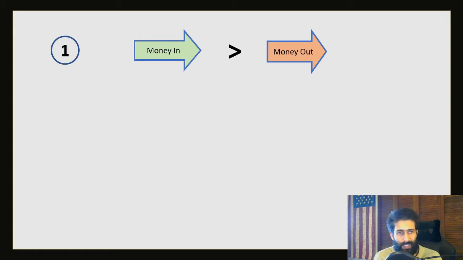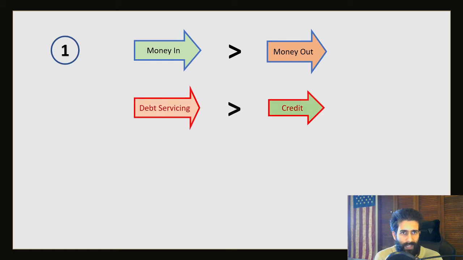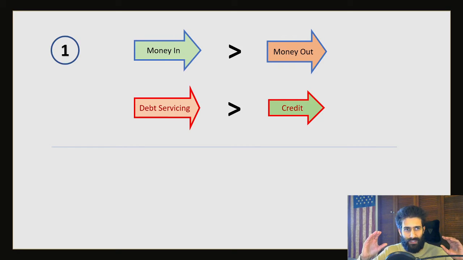first of all, the money coming in has to be greater than the money going out. If that's not true in the first place, then debt management is never, ever going to work. You're always going to be creating debt because you're taking in credit to pay for things, right? When you have this inequality, money in greater than money out, then it allows you to make this also true: debt servicing greater than the amount of credit coming in. You're paying more for the debt that you have than the credit that you're taking.